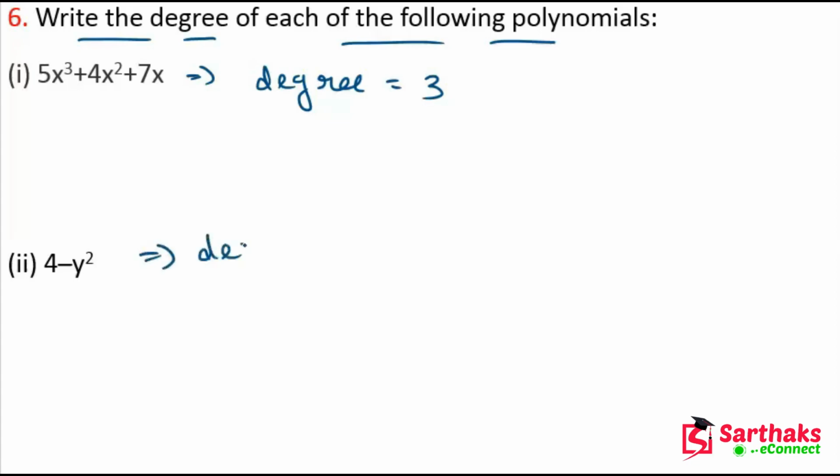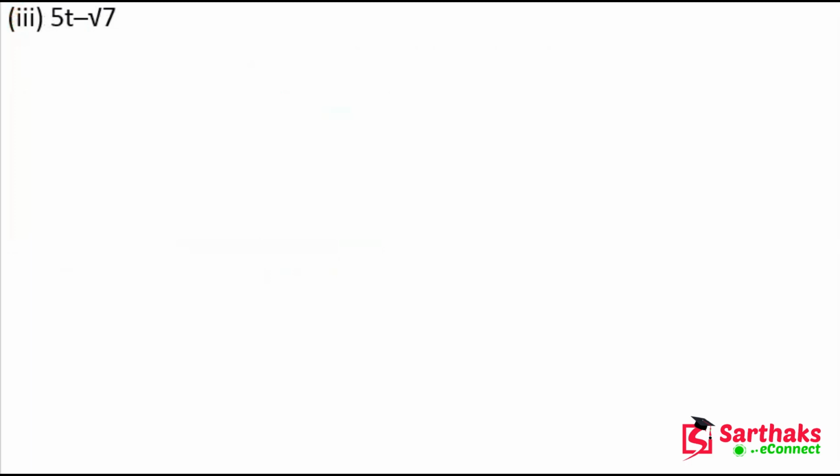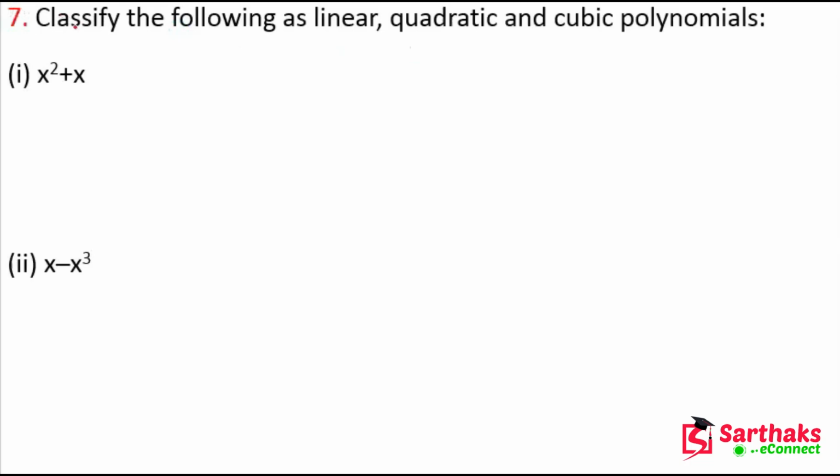Okay. Now in this case, degree is what? Degree is 2. Okay. Got it? Now in this case, my dear friends, degree is 1. Okay. Now classify the following as linear, quadratic and cubic polynomial. Now my dear friends, we have to classify these polynomials. So this is the polynomial of degree 2.